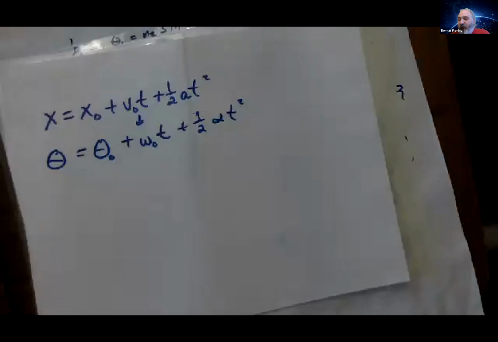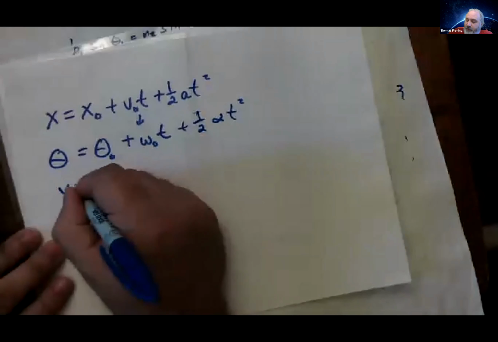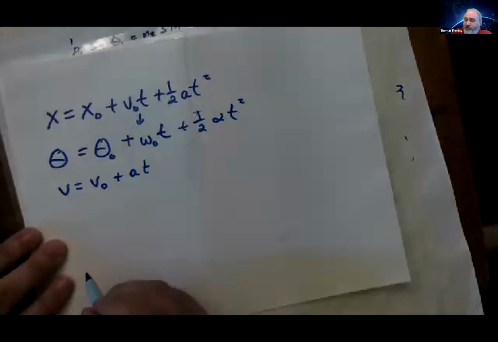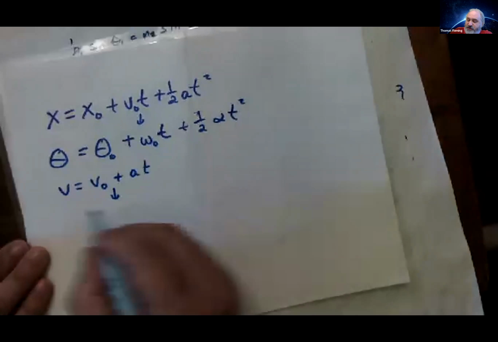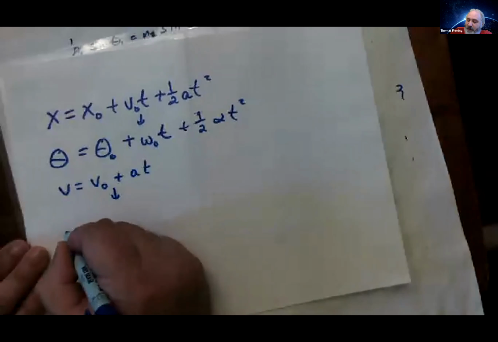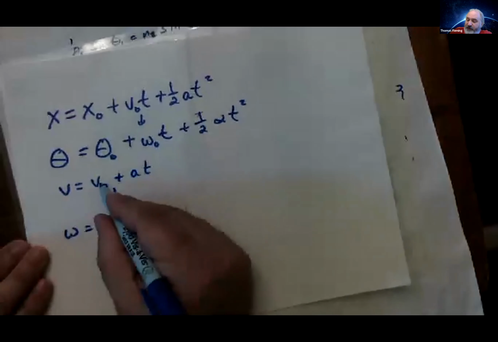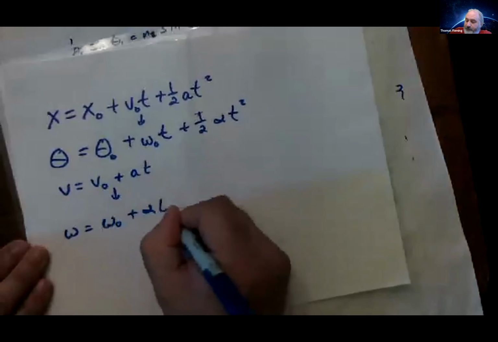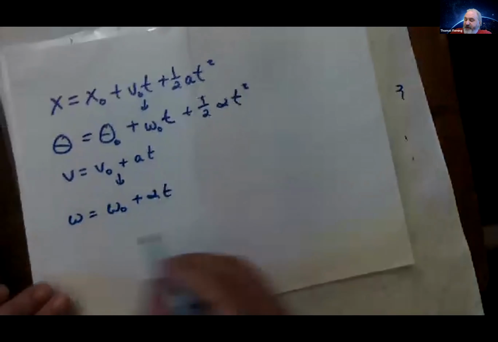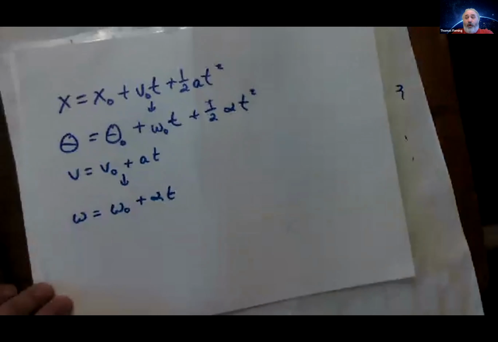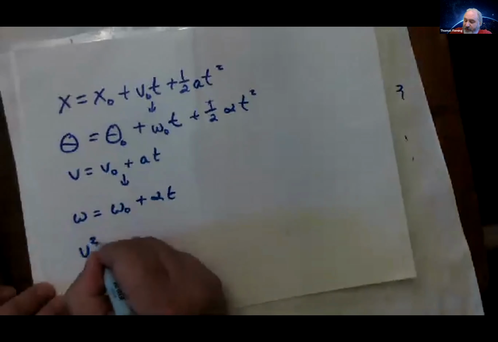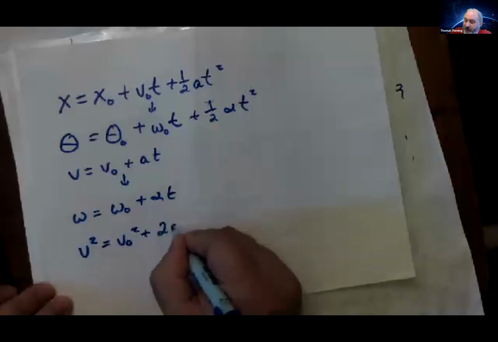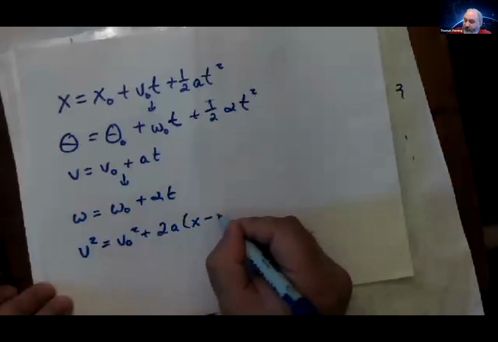You do the same thing with the velocity equation, right? Velocity was v initial plus at. That was the chapter 2 version. The chapter 10 version is going to be replacing v with omega, v initial with omega initial, and a with alpha, right? If I take the stopping distance equation, it's going to work too. So that was v final squared equals v initial squared plus 2a times x final minus x initial.